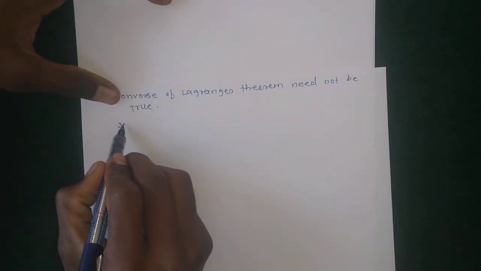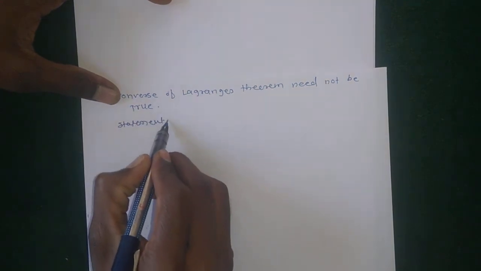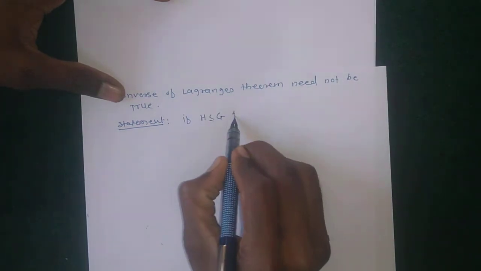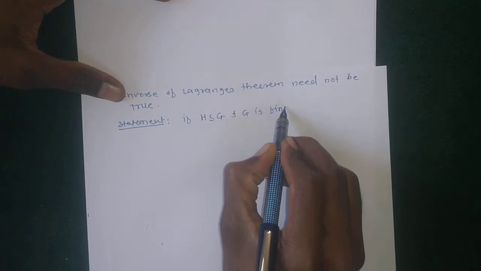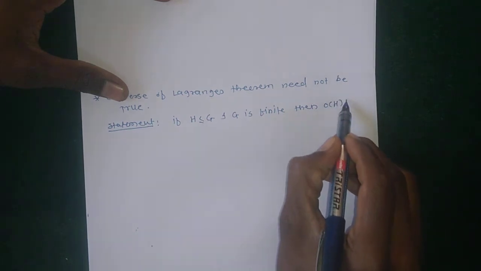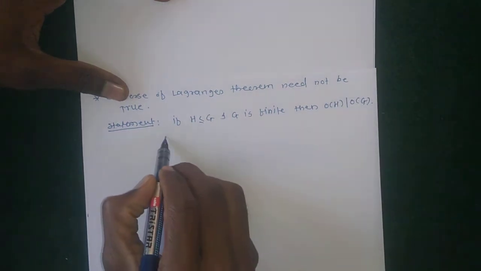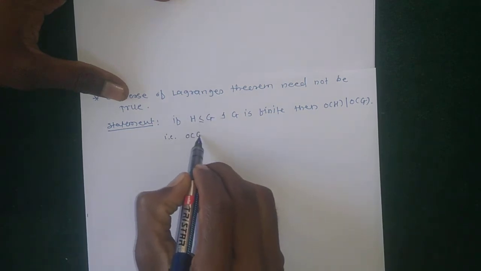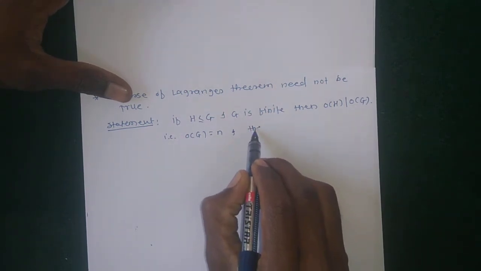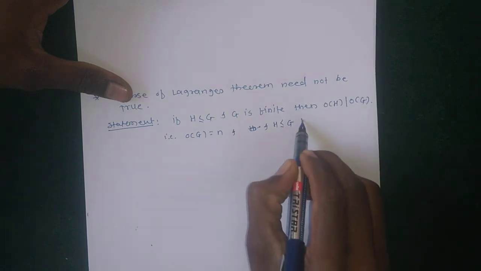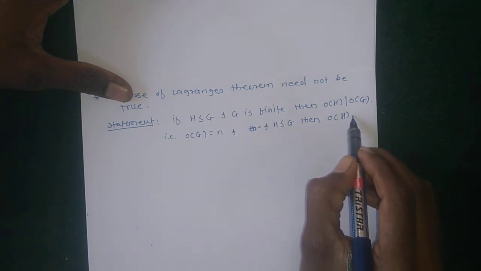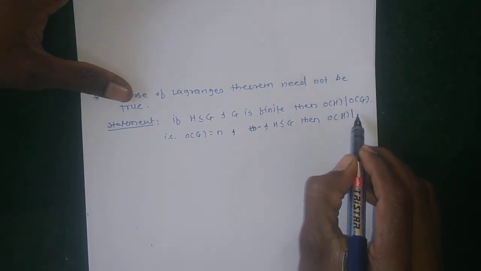But before that, what is the statement of Lagrange's theorem? If H is a subgroup of G and G is finite, meaning G contains a finite number of elements, then the order of H divides the order of G. That is, suppose the order of G is equal to n. If H is a subgroup of G, then whatever the order of H may be, it divides n.